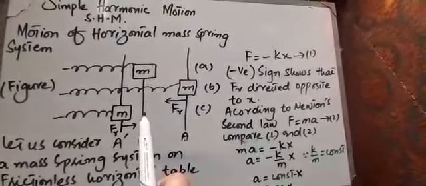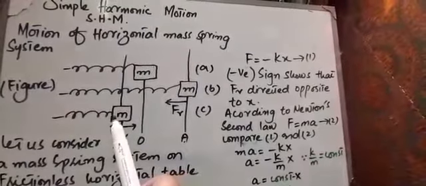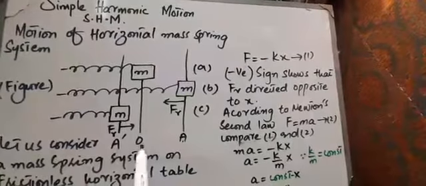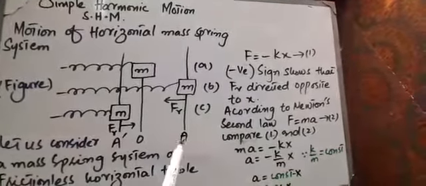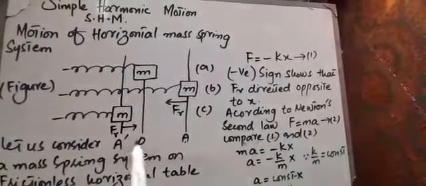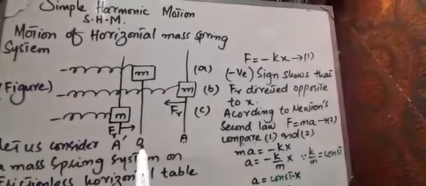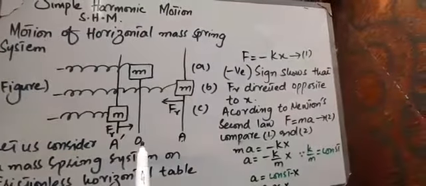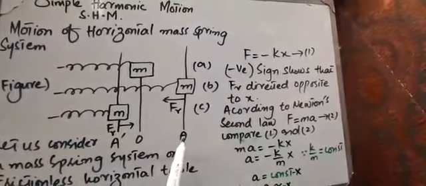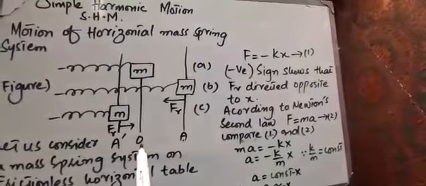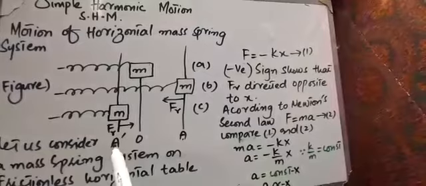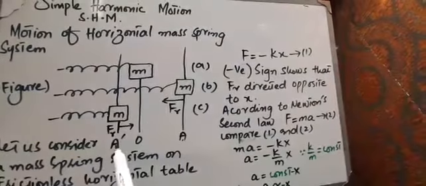On coming towards its mean position, it will go back towards another extreme position known as A dash. There are three positions. One is O, second is A, and third is A dash. First of all, the mass would be at O. We will put a force on it. It will displace some distance towards A. It will come back towards O, and after that, it will go to A dash.